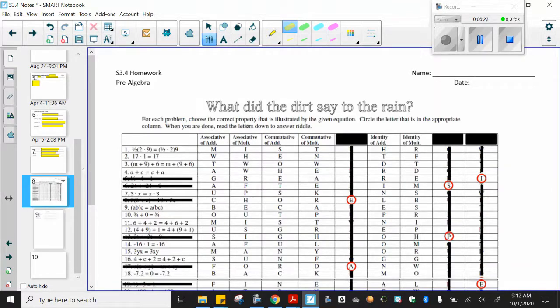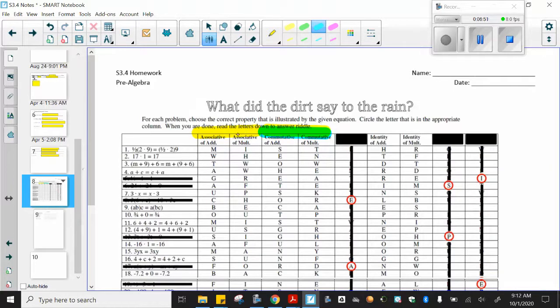So we have the first 2 columns are both associative. So if you see that the order changes from one side to the other, then it's going to be one of these 2. You just have to figure out which operation it is. So if it's addition, it's the first column. If it's multiplication, it's the second column. Nope, sorry. Here is commutative of addition and commutative of multiplication, right? Commutative. I said it backwards.